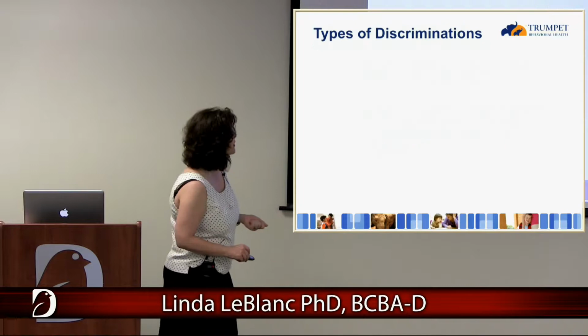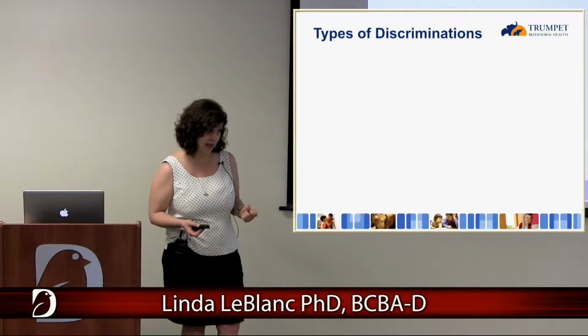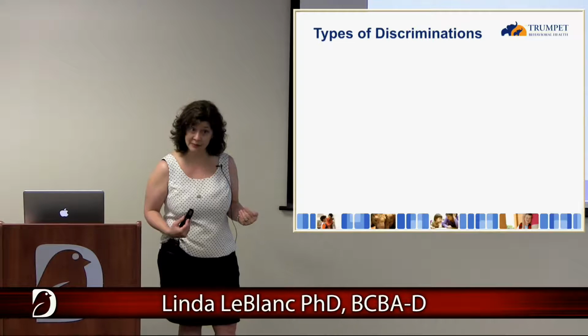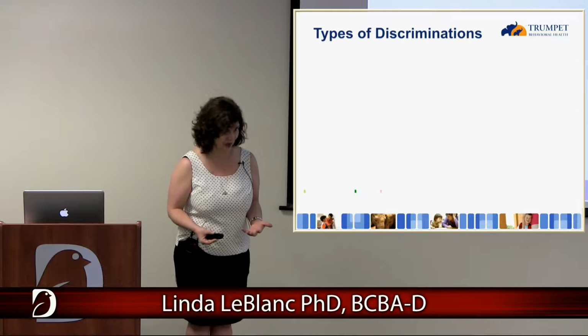So one of the things that we have learned is that there are really two types of discriminations that we need to talk about, and we need to think about those types of discriminations somewhat differently, because if we try to teach them identically, we do not get the two types of discriminations. We get a kind of a mashup of the two without having effective stimulus control.